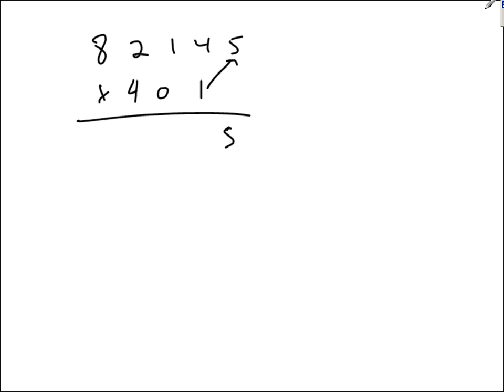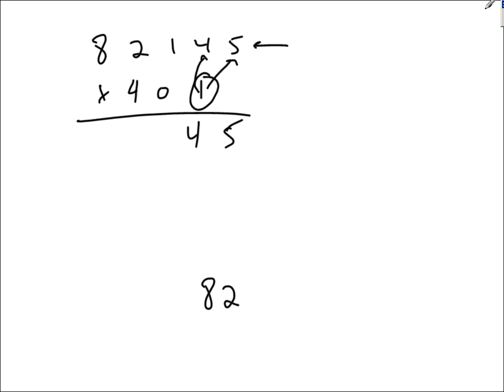Suppose you wanted to do 82145 by, say, 401. Now, I see lots and lots of students going 1 times 5 is 5, 1 times 4 is 4. And what you're really getting when you multiply this number by that number on top is the product. And sometimes it's a hard product.